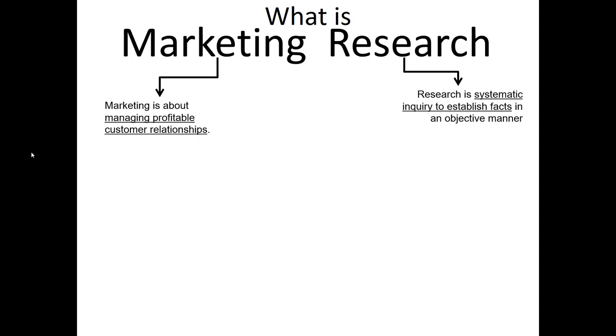Research, whether it's about marketing, finance, biology, or physics, is a systematic inquiry to establish facts in an objective manner. The word systematic is very important. That means we must have a process when we conduct our research. Establishing facts. We're trying to determine what is or is not true and real. When we do this in an objective manner.